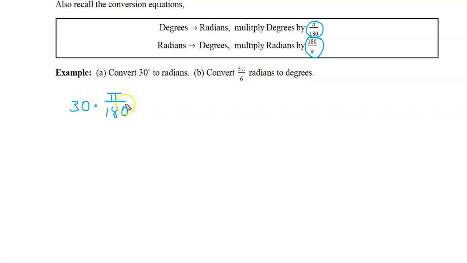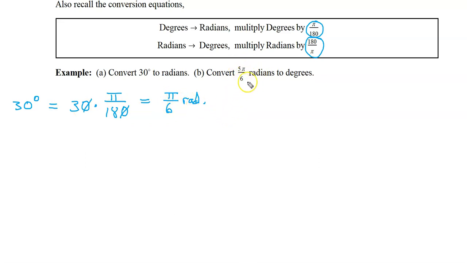and 30 over 180 is going to be 1/6, right? You can see that, just cancel those zeros out. 3 over 18 is 1/6, and so this becomes pi over 6 radians. So 30 degrees is equal to pi over 6 radians.